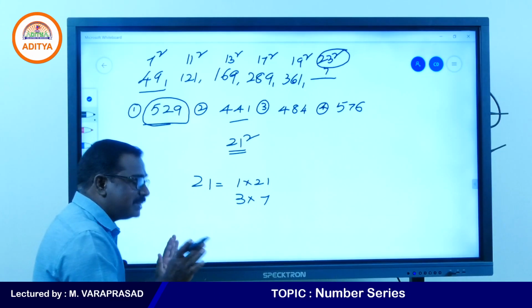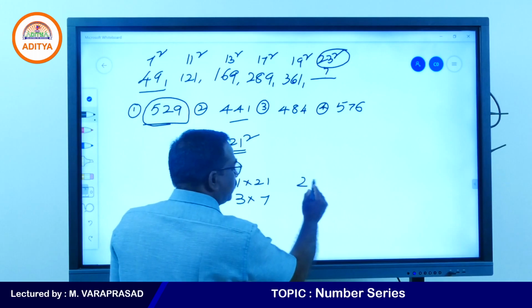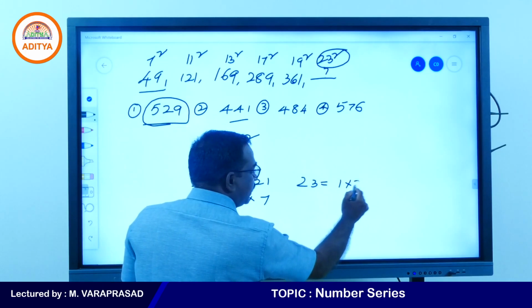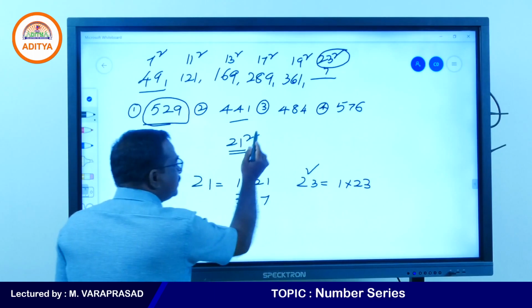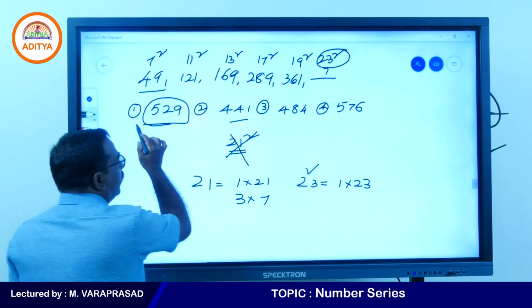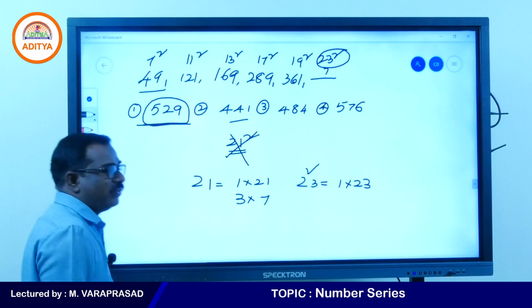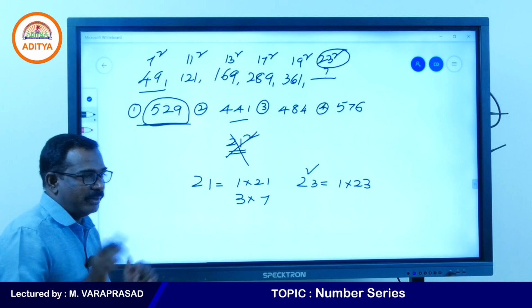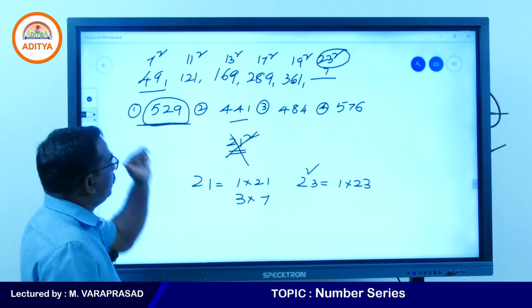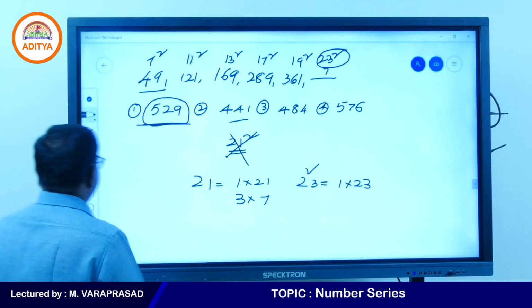Prime numbers means 1 and itself. Suppose we take 23: 1 and 23, there are no other factors at all. So this is a prime number, and 21 is not a prime number. 23 squared, somebody wrote 441. Yes, gentlemen and gentle ladies, 21 is not a prime number. Yes, 23 squared is 529.